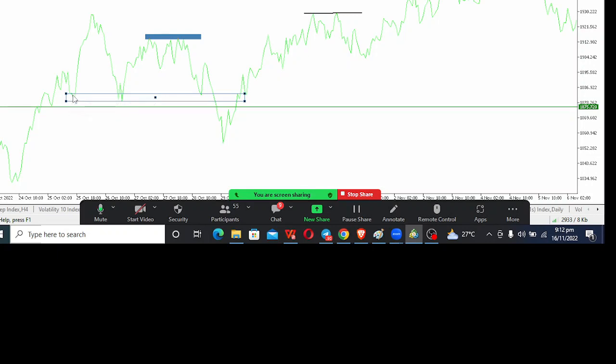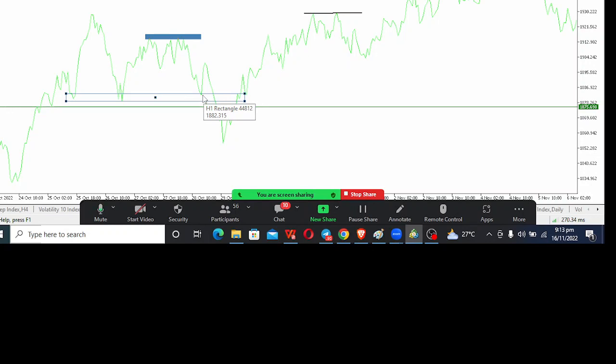It was moving here. So whenever the market enters the zone, you can pick a buy trade here. It has entered the zone, so anywhere within the zone you can actually go for a buy. It came to hit the tip of the zone.